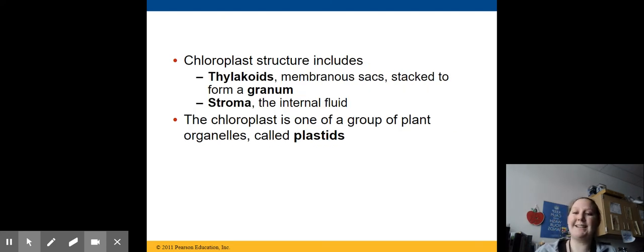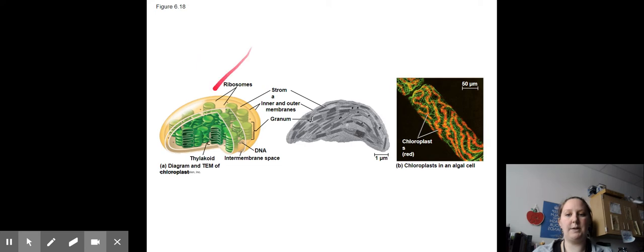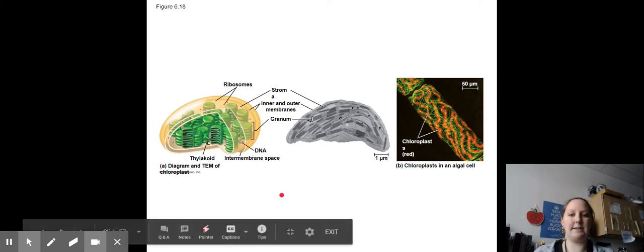Chloroplasts have a structure inside of them called thylakoids, in an internal liquid called a stroma. So here we see a stack of thylakoids, and then that stroma would be that in-between space.